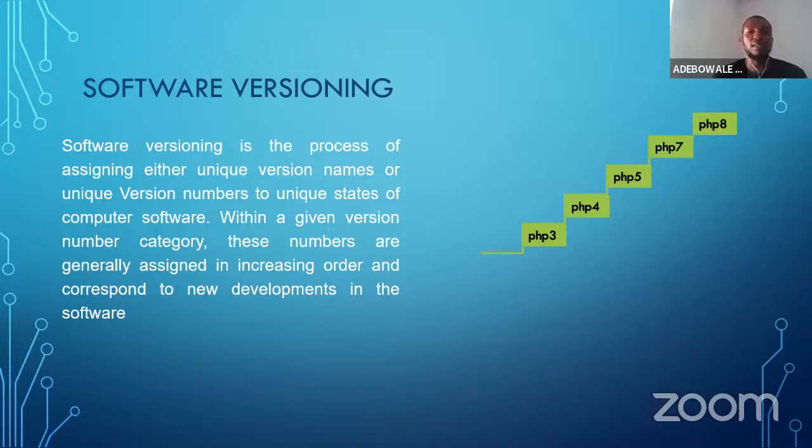Versioning is usually in an increasing order. What we mean is that the current version of every software out there is usually better than the previous one. So if you are using a number to represent the current version, that means the current version will have a higher number than the previous version of software we have out there. And it is not in any way different from what we have for PHP.